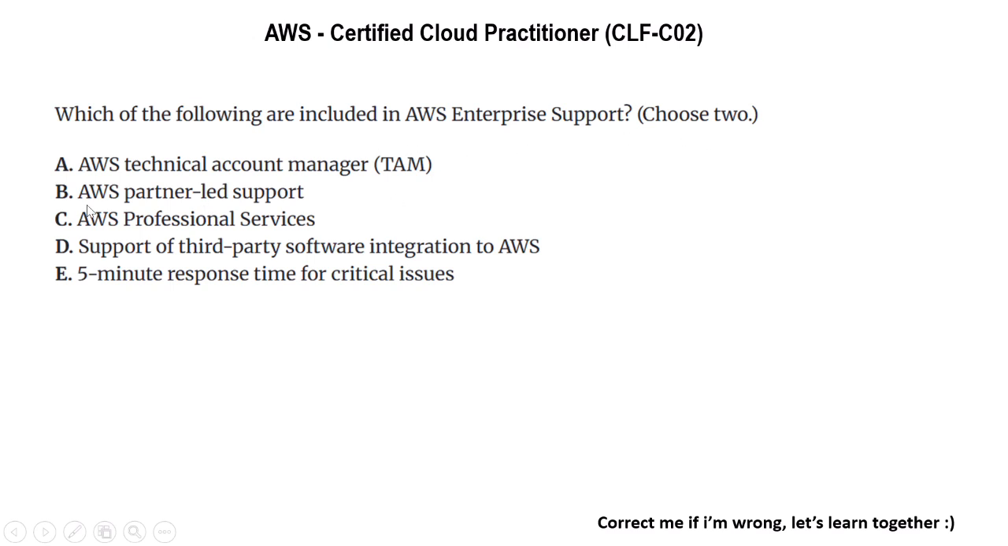Choose two options. Option A, AWS Technical Account Manager. Option B, AWS Partner-led Support. Option C, AWS Professional Services. Option D, support of third-party software integration to AWS. Option E, 5-minute response time for critical issues. The correct options for this question are option A and option E.